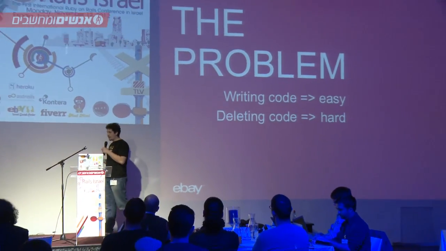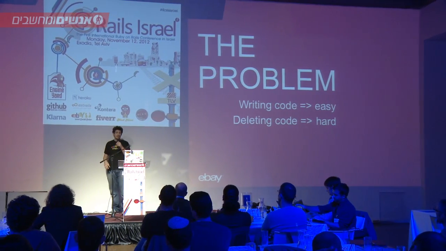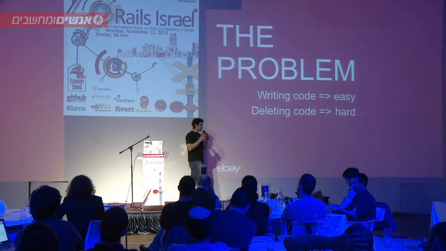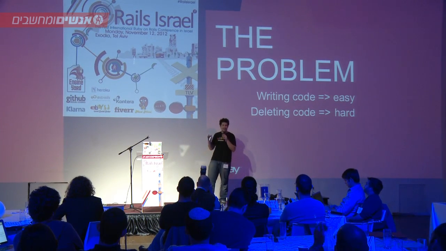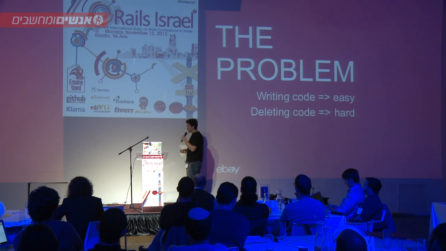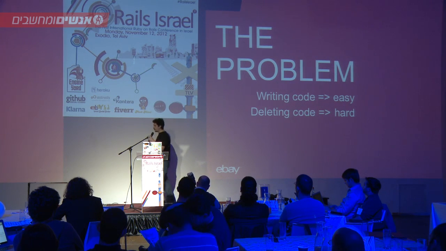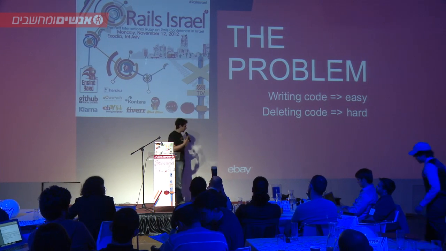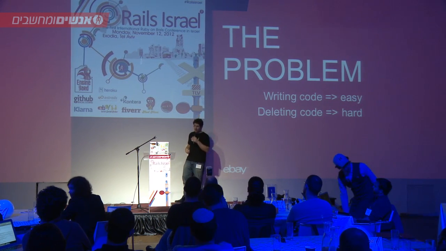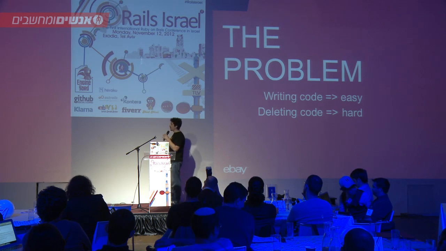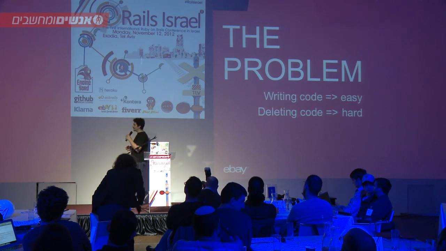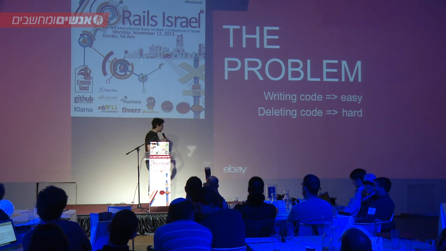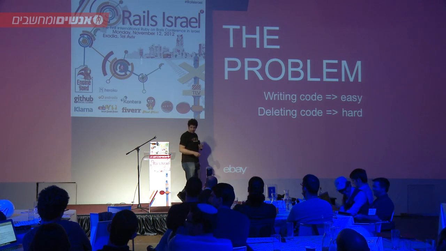Now, if you know about the thin controller fat model principle, you might start your new application by writing really thin controllers and fat models, and everything's great at the beginning. But as time passes by and you have to add more features and fix bugs, code starts appearing in your controller that you didn't write at the beginning. Now, your controllers get bigger and bigger, and writing code is easy, but deleting code is hard. Moving code outside from the controller where you first wrote it is really hard to do.